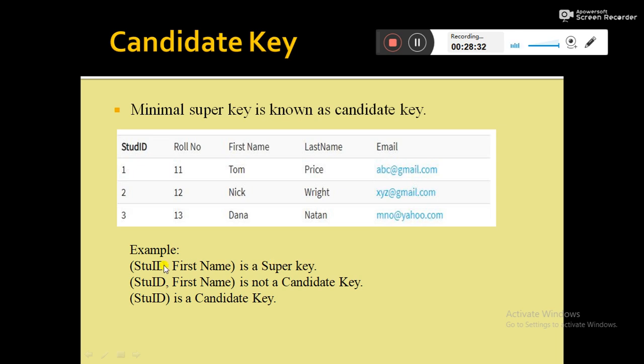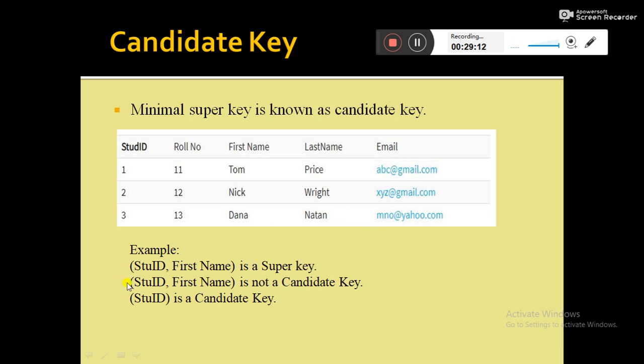Now, what about candidate key? Is this one a candidate key? Definitely not. Why? Because a minimal super key is known as a candidate key. What does it mean? If you remove any one of the attributes from this one and you are still able to uniquely identify a record, then we can say that it is not a candidate key. For example, stud ID, first name. Suppose we remove the attribute first name.